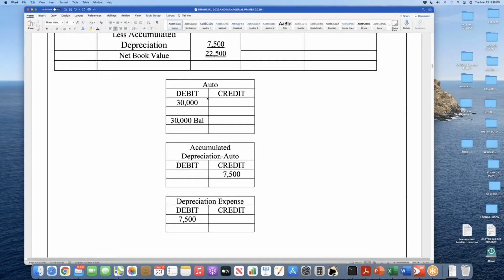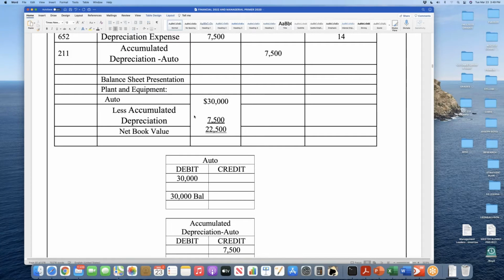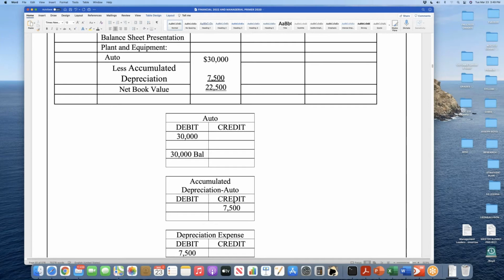But rather than crediting auto for 7,500, we want to know what it cost. We credit accumulated depreciation, and then these two items go together on the balance sheet: auto less accumulated depreciation, so the net book value is 22,500. We could have subtracted the 7,500 from 30,000, but we wouldn't know what the car costs. So on long-lived assets, we keep the credited amount in a special contra account. This account will have a credit balance to offset the debit balance in the auto. Are there any questions?